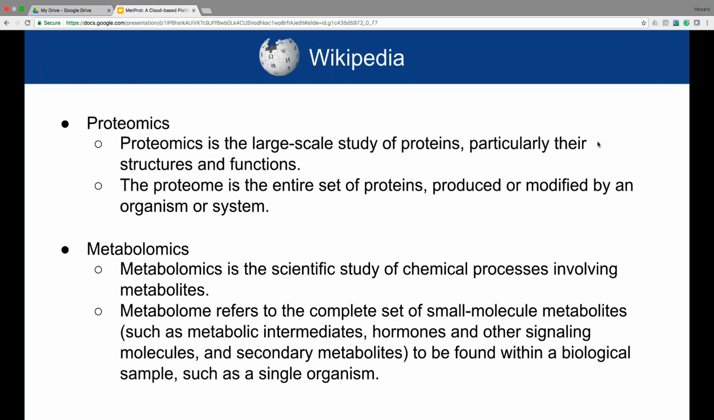So here's the definition from Wikipedia. Proteomics is the large-scale study of proteins, particularly their structures and functions. And proteome is the entire set of proteins produced or modified by an organism or system. Metabolomics is the scientific study of the chemical processes involving metabolites. And metabolome refers to the complete set of small-molecule metabolites, such as metabolite intermediates, hormones, and other signaling molecules, and secondary metabolites to be found within a biological sample, such as a single organism. Both proteins and metabolites are very essential building blocks of cellular processes that collaboratively formulate biological pathways.